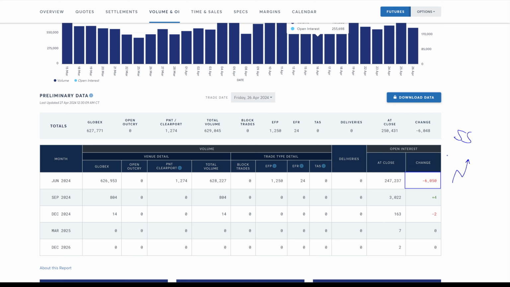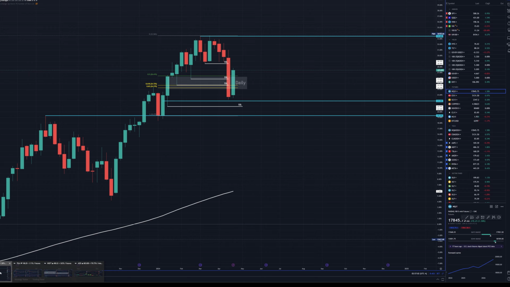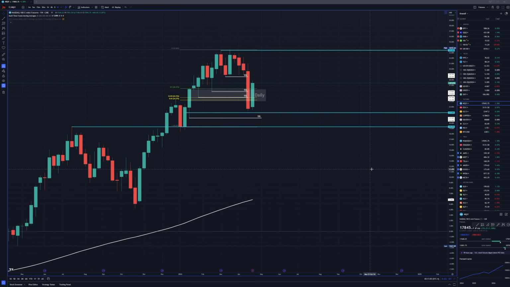So I'm not confident seeing this open interest being negative on upper moves. I would like to see bigger interest in up moves, because that gives me confidence of big money coming in, investors coming in. So with this picture, now let's go into the charts and let's see what happens with the price action.